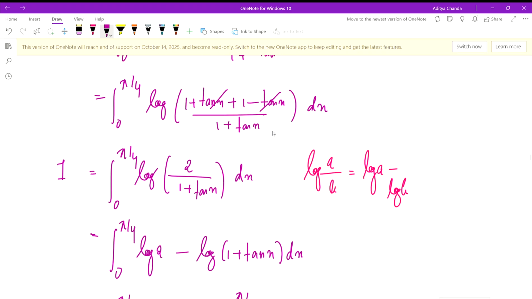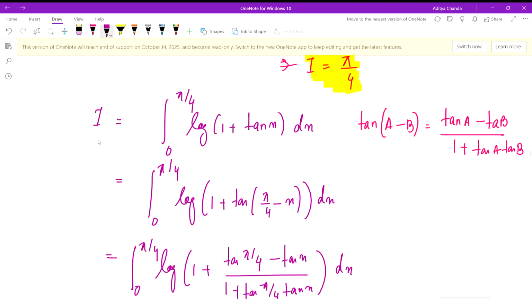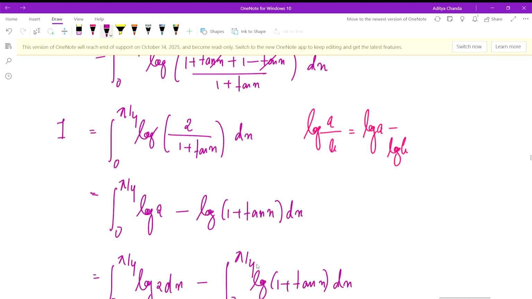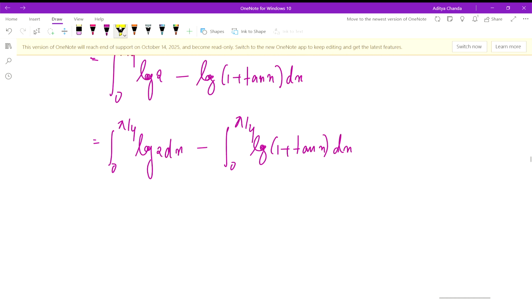Now go back to our question. What was my I? I was 0 to pi by 4 log of 1 plus tan x dx. So this expression over here is exactly your I itself. On the left hand side we had an I. I can just pull the log 2 outside because it is a constant. So this gives me minus I.